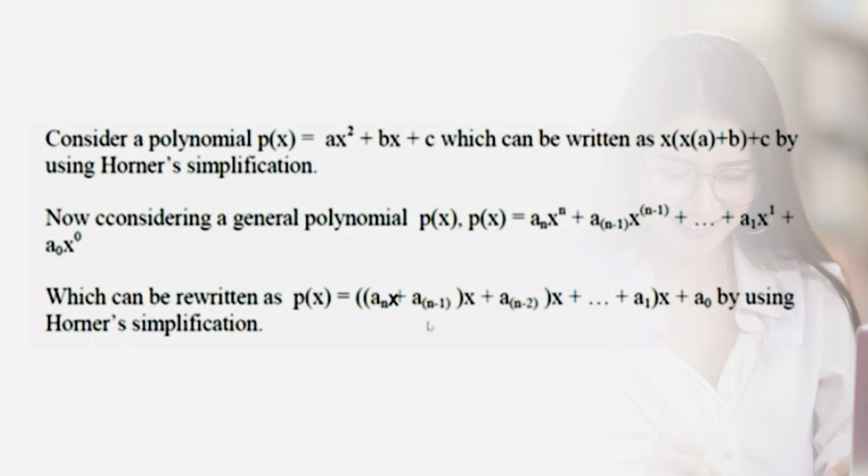Considering the general polynomial p(x), that is a_n x^n + a_(n-1) x^(n-1) up to a_0 x^0, which can be rewritten, that is p(x) = (...((a_n x + a_(n-1)) x + a_(n-2)) x + ...) x + a_1) x + a_0, by using the Horner simplification. If we use the Horner simplification, we can reduce the time complexity for evaluating any polynomial.